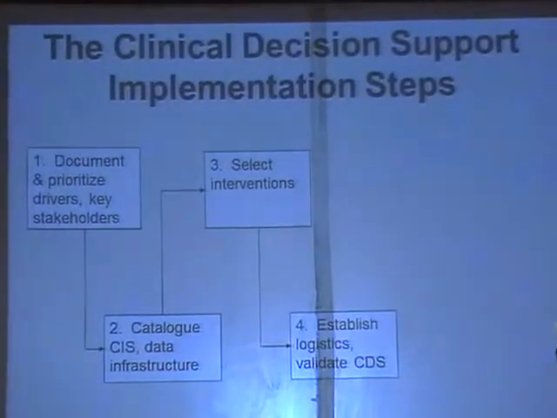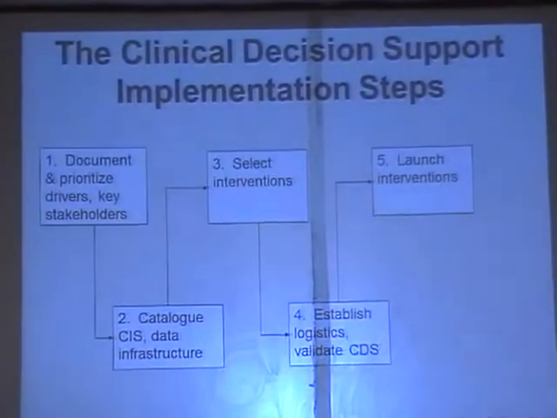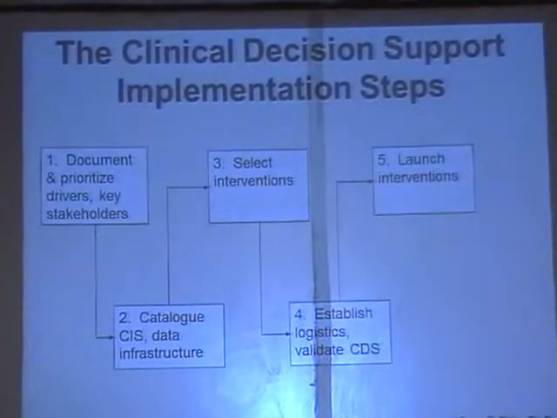The next thing you want to talk about is the interventions that you're actually going to make. You want to make sure that you match the interventions back to the priorities you're trying to address, while taking into consideration the capabilities of your system. Not everyone has a system that's robust enough to do all the different kinds of decision support that you may want to do. And then we'll figure out how to roll these interventions out into your organization.